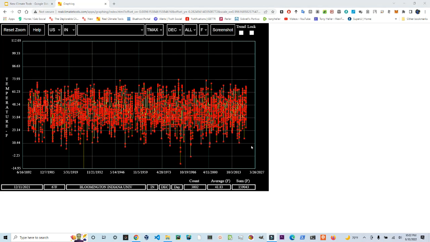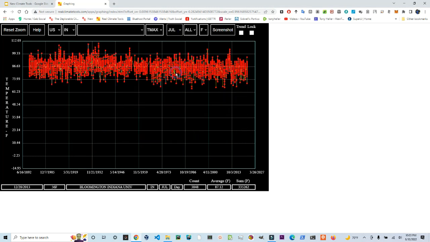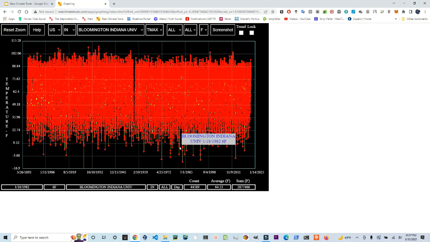The weather during winter is of course colder, but it's also more variable than it is during the summer. Note that during December there's a very wide range in temperatures, but during July the range is much smaller. Now let's look at the data for all 12 months at Bloomington once again.